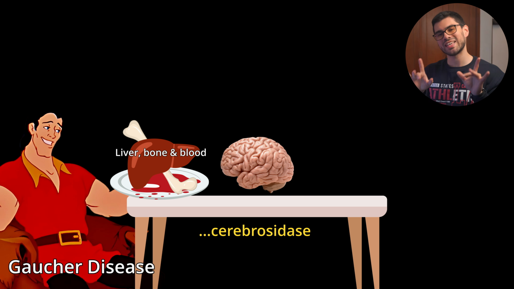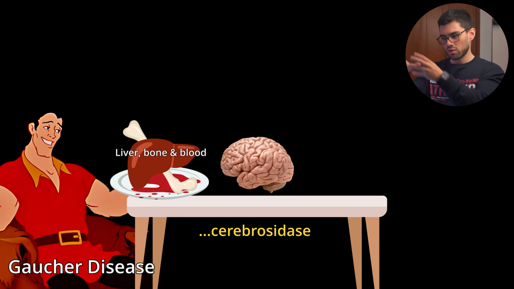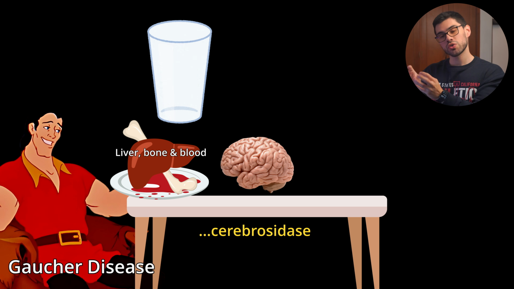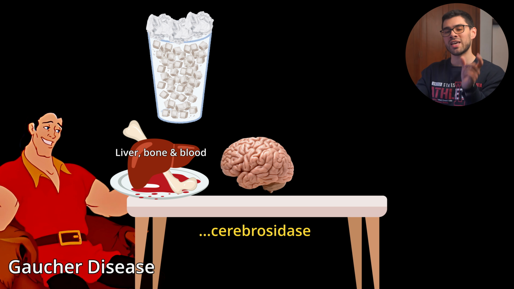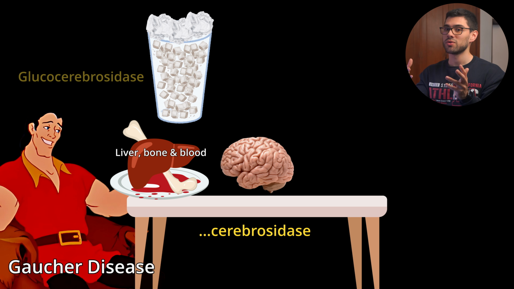Now, what was he drinking? It was a glass filled with sugar. Sugar and a wrinkled paper. We're going to go into the wrinkled paper in just a second, but the sugar is there to help us remember the first part of the affected enzyme. The last part of the affected enzyme is cerebrosidase. We already established that. What was the first part? Sugar, gluco. So gluco, cerebrosidase. Sugar, gluco, the brain, cerebrosidase. So glucocerebrosidase. Now, what's up with the wrinkled paper?